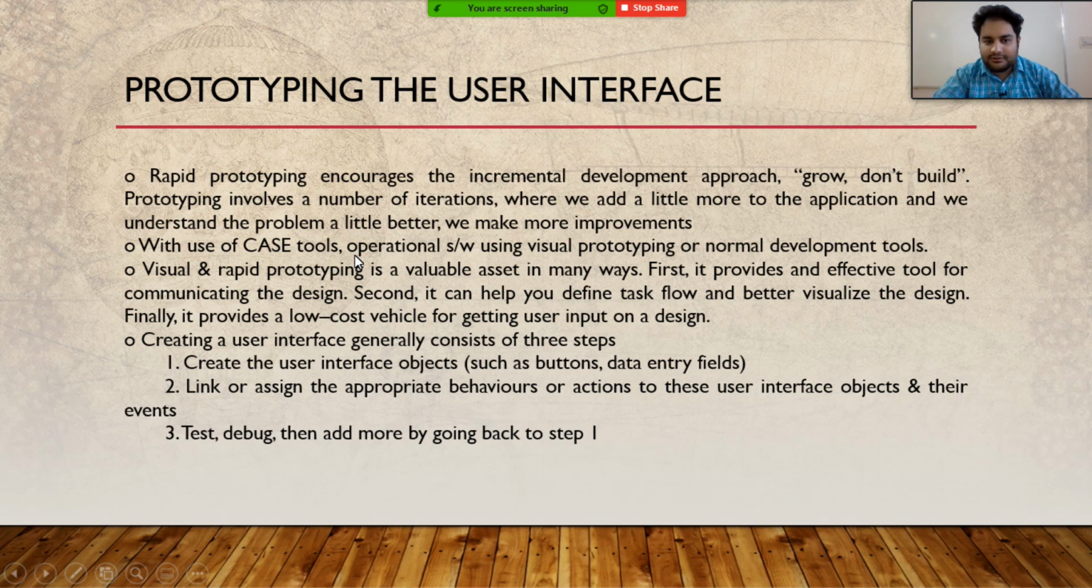With use case tools, operational software using visual prototyping or normal development tools. It is saying that you can use the case tools that are available in various software like IBM Rational Rose, and there are some visual software also available through which you can test the user interface that you have built for your application. These are very easy to use tools that can help you out mostly. Then the third prototyping step is visual and rapid prototyping, which is a valuable asset in many ways.